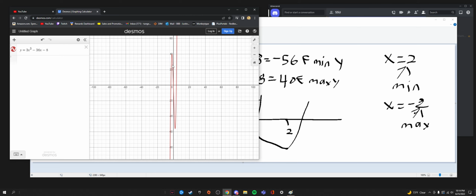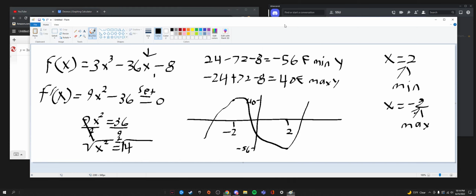So we see our maximum and minimum values, 56 and 40, and we got a little bit of intuition as to what not only maximum and minimum values are, but critical points, which are pretty important in calculus.